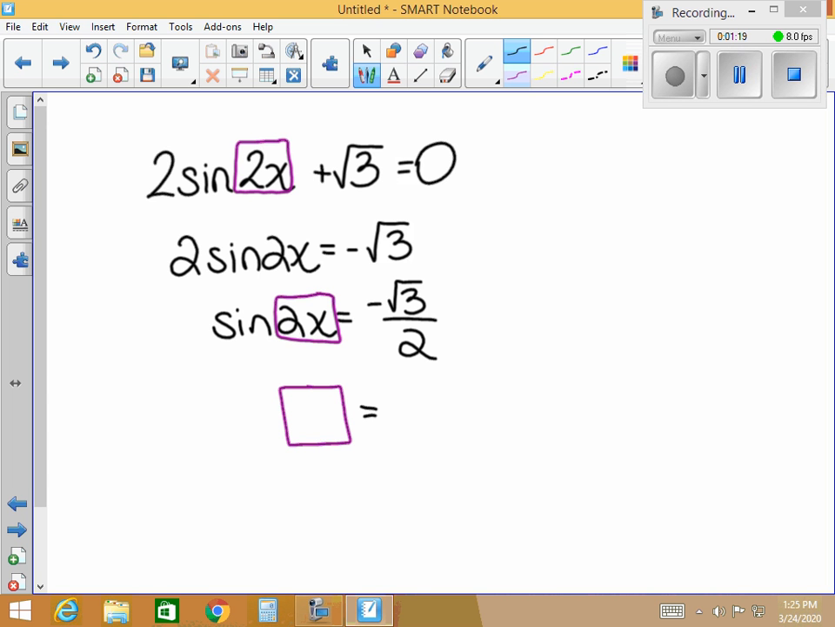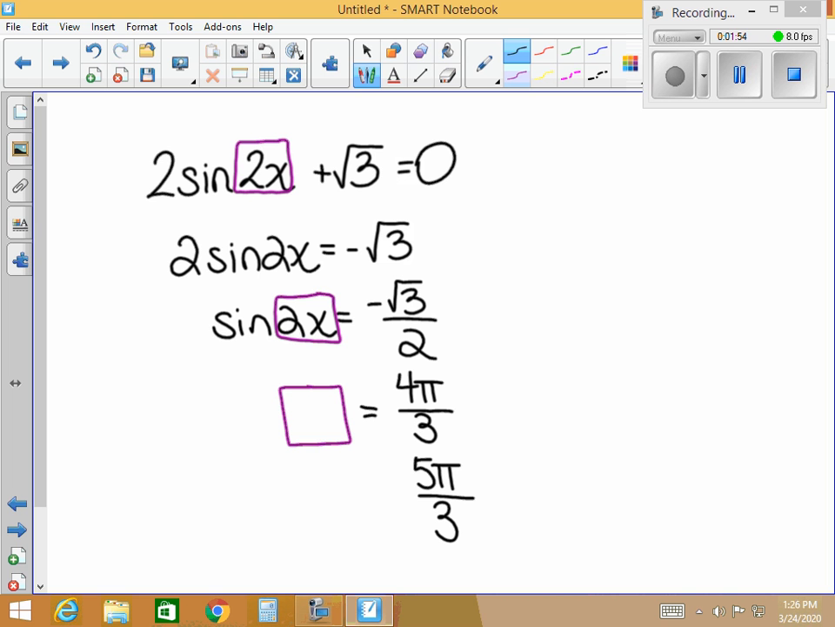I know sine is negative in quadrant 3 and quadrant 4, and I have a pi over 3 reference angle. So quadrant 3 with a pi over 3 reference angle would be 4 pi over 3. I'm trying to pause to let you think before I give it away. And a pi over 3 reference angle in quadrant 4 would be 5 pi over 3.